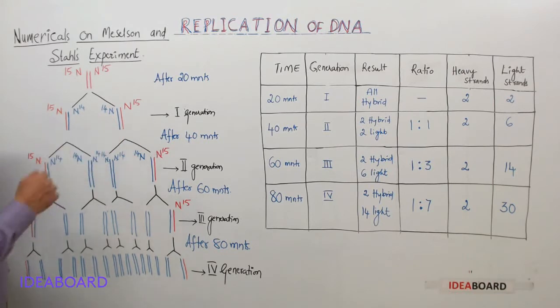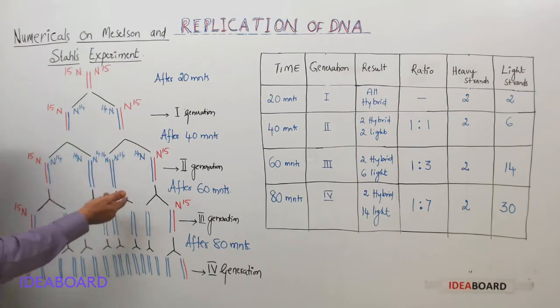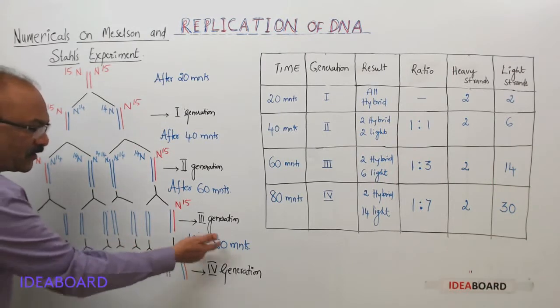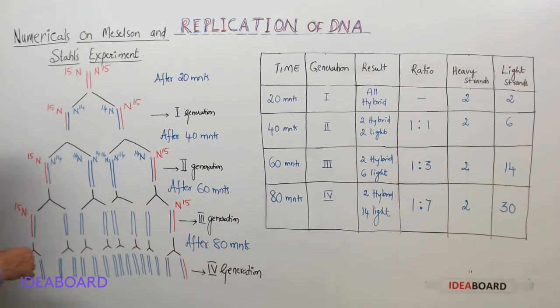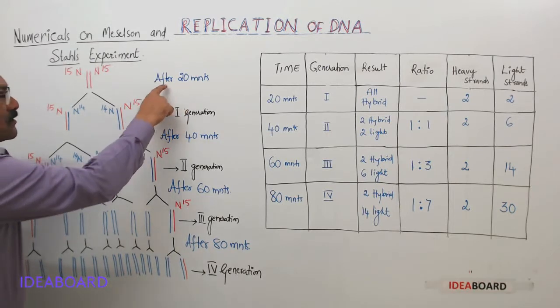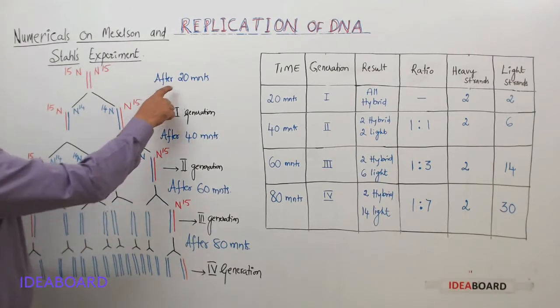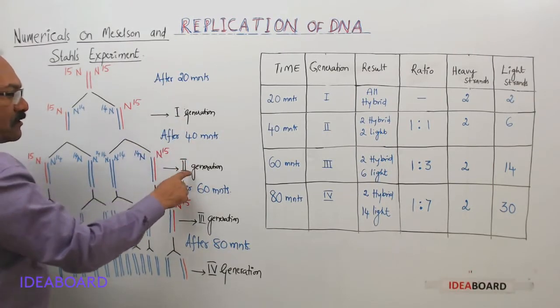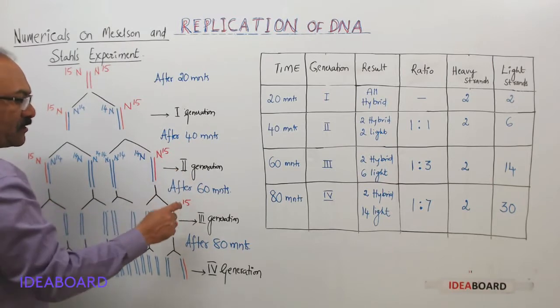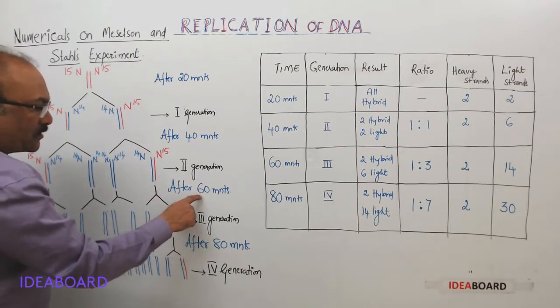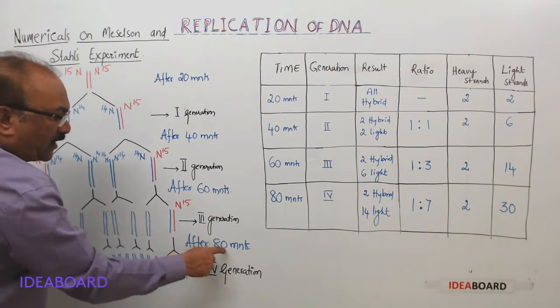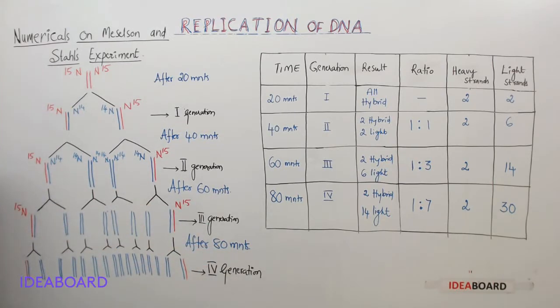Now after 40 minutes, 2 will become 4, and after one more 20 minutes it becomes 60 minutes, then 80 minutes. I hope you are understanding. After 20 minutes you get the first generation, after 40 minutes the second generation, after 60 minutes the third generation, and after 80 minutes the fourth generation.